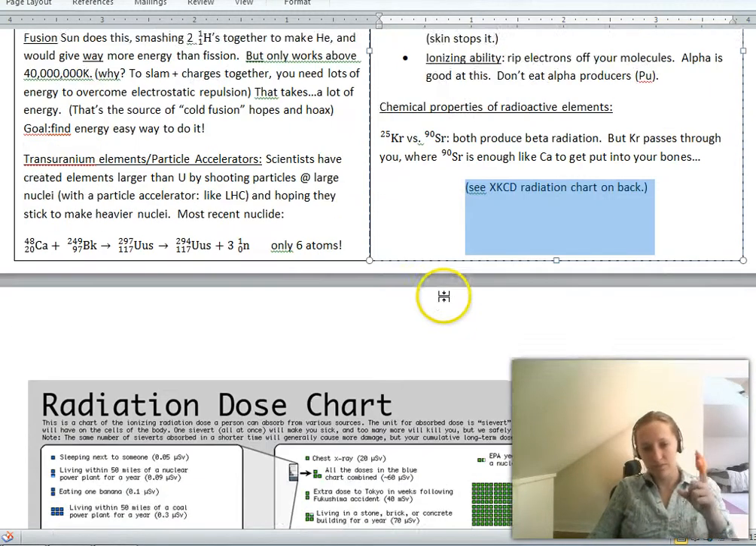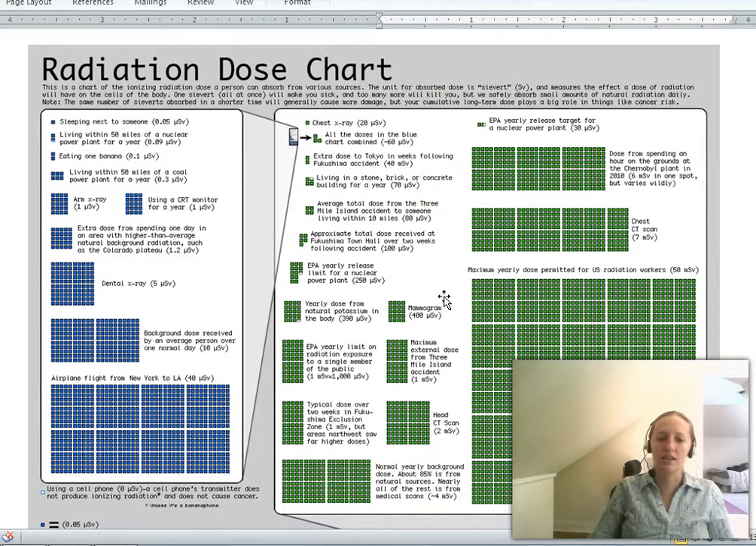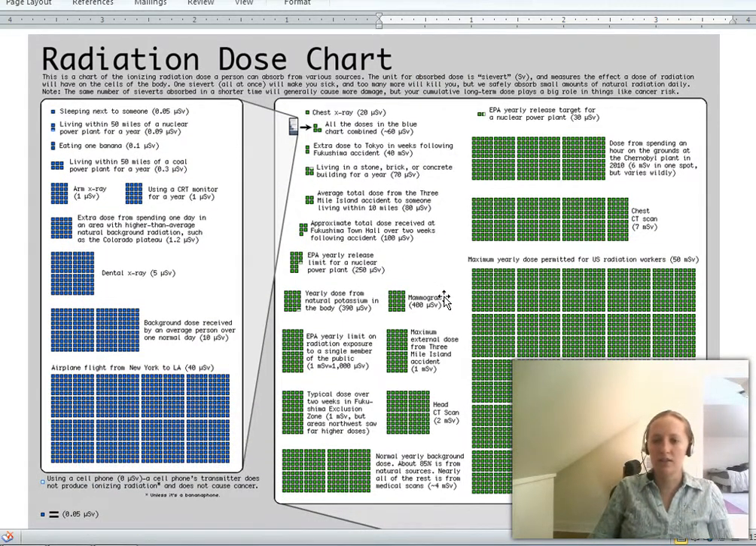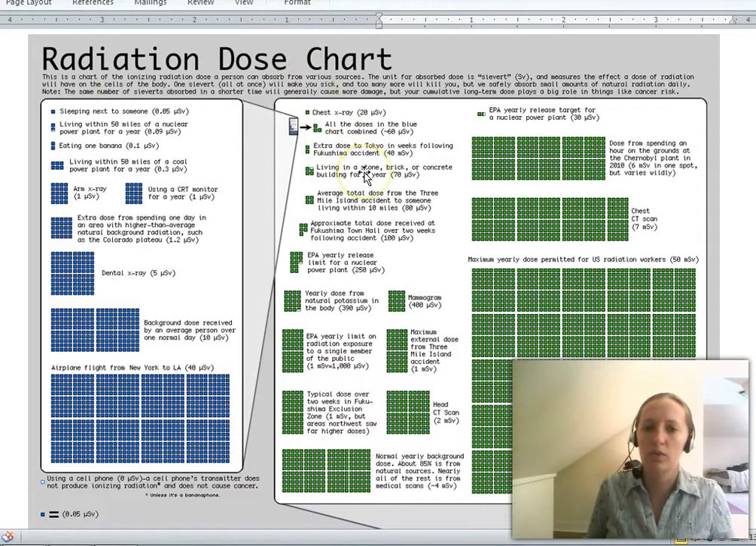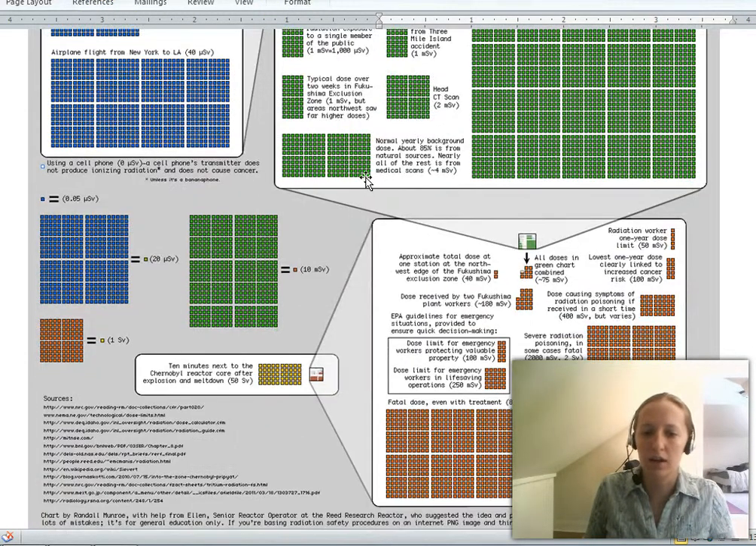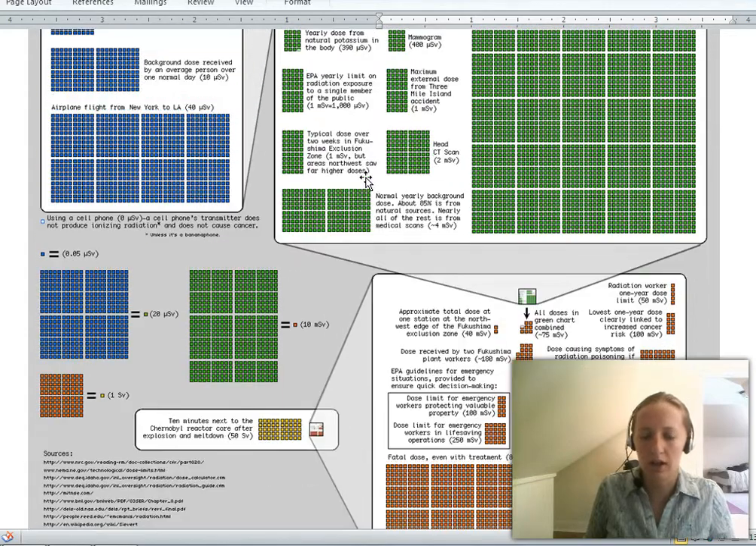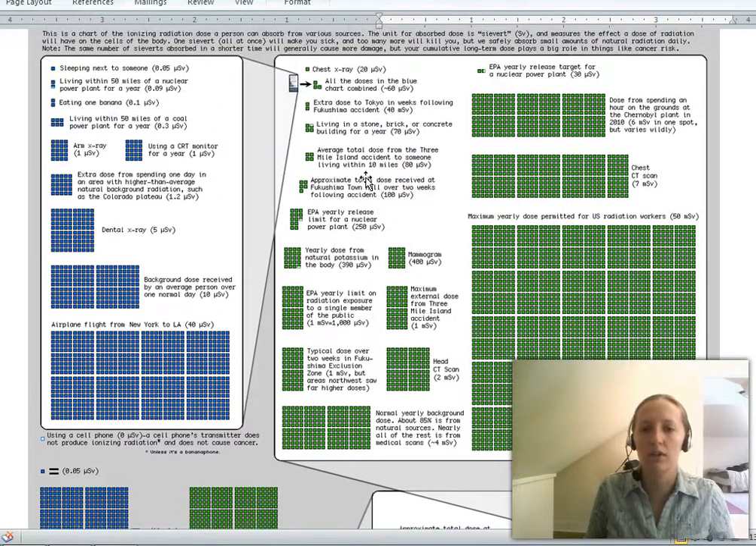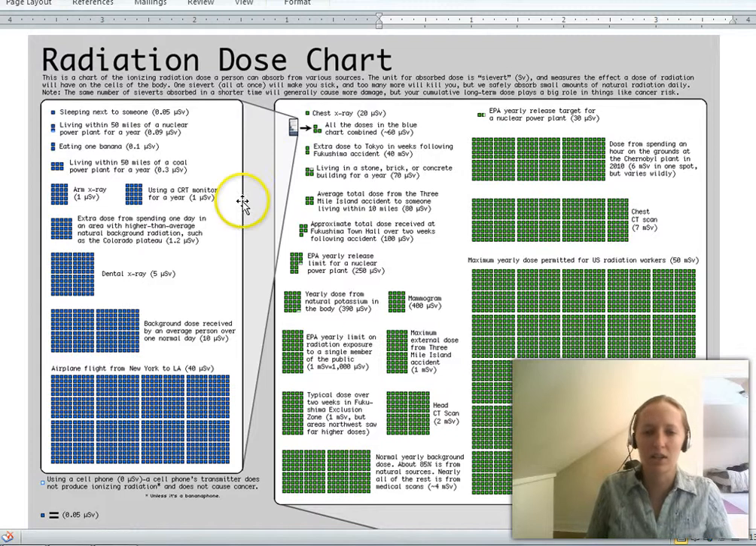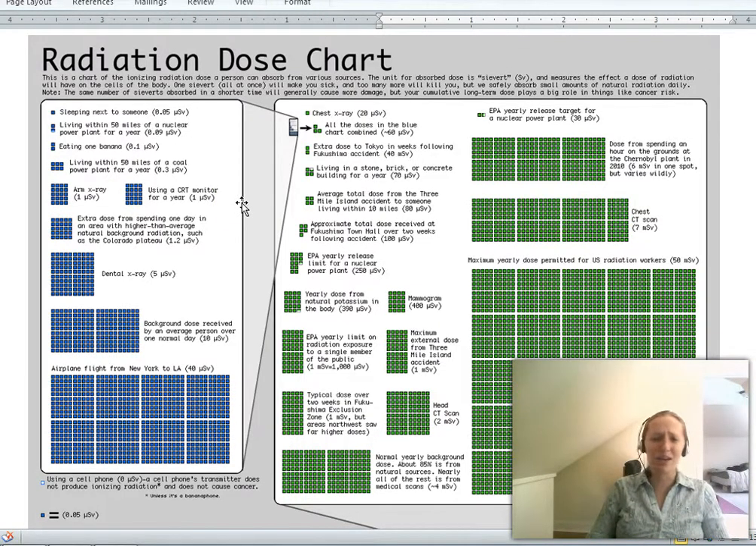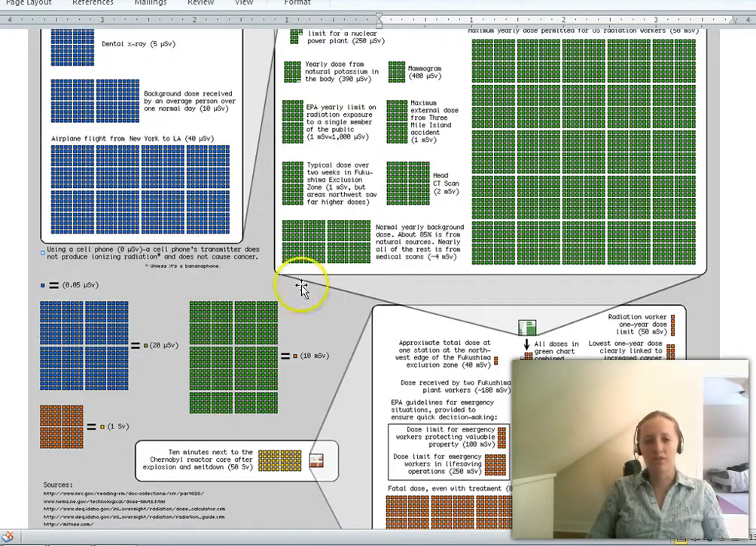All right. You know that I love xkcd, and this is the xkcd radiation dose chart. After the Fukushima reactor went downhill, this was one of the comics that he did, and it apparently was well received because a lot of media people used it to explain how much radiation is bad.